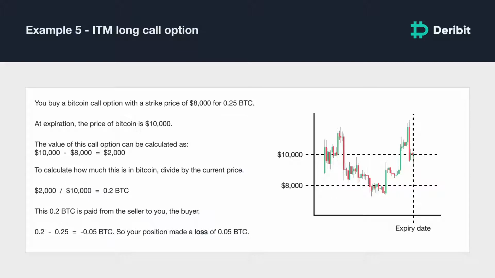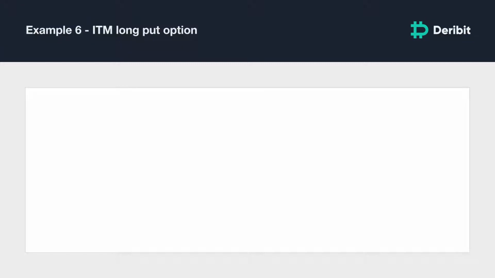Notice how, just like the previous example, this call option finished in the money and therefore had value at expiry. However, this time the eventual value of the option was not enough to make up for the price paid for the option. Therefore, the position resulted in a small net loss. Let's go through some ITM put options as well.